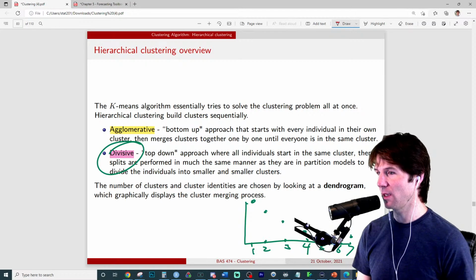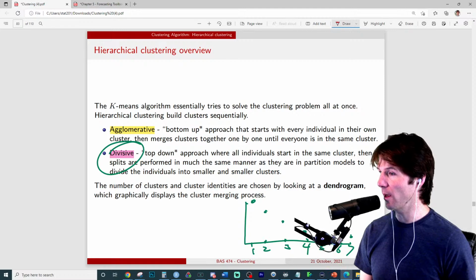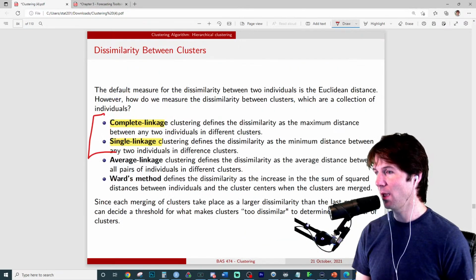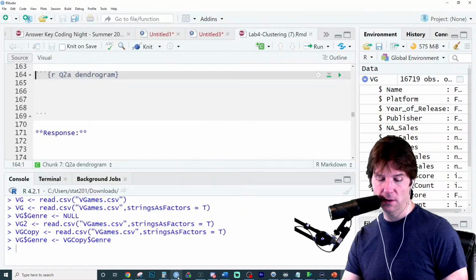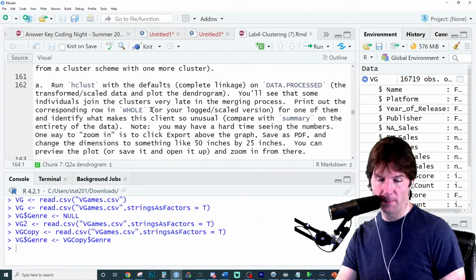And there's the divisive right there. Divisive is what we did with our elbow plot and what we did with the k-means. And now we are starting today on linkage and all that good stuff. Let's go look at the questions and start working on 2A on the dendrogram.